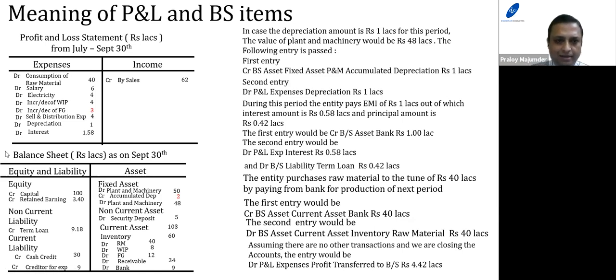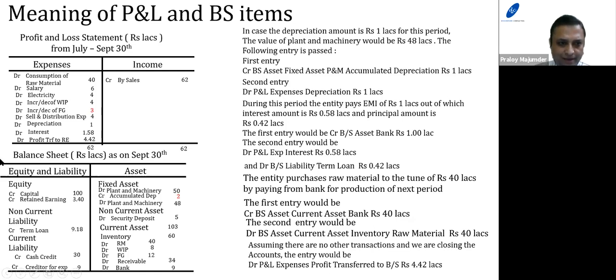Now we have to see what would be the profit. If we look at it, the sales is 62. The difference amount would be the profit. So if you look, profit would be 4.42. Now how have we arrived at 4.42? First we find out sales, then all costs, and then the remaining amount is 4.42.